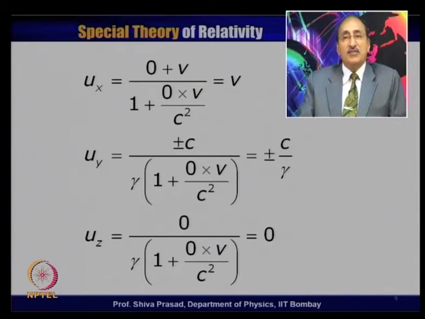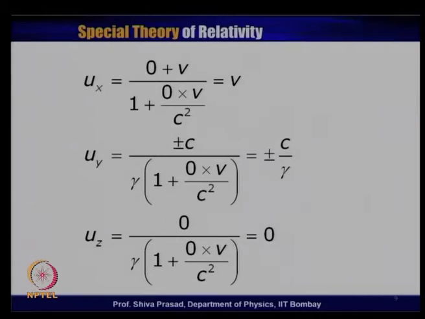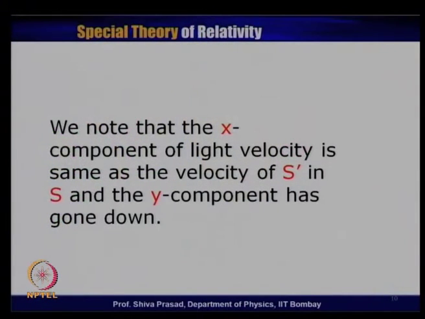So, what we have done is now found out the velocity components as seen by an observer in S frame. We just note that according to an observer in S frame, the light is also traveling in x direction. It has also a component in x direction.